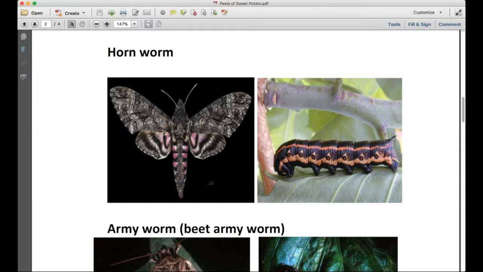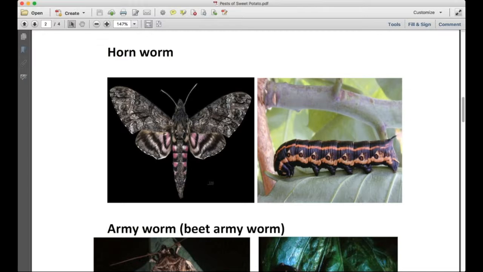The major one is the hornworm. As you can see, I have the moth here as well as the caterpillar. This is the sphinx moth. I'm not getting into the technical names, just the common names, based on visual sampling, what you see in the field. This is the hornworm adult moth, and in the next image is the caterpillar. It's a very heavy-bodied, stout caterpillar, and you see a horn in the front. That's the critical identification feature.